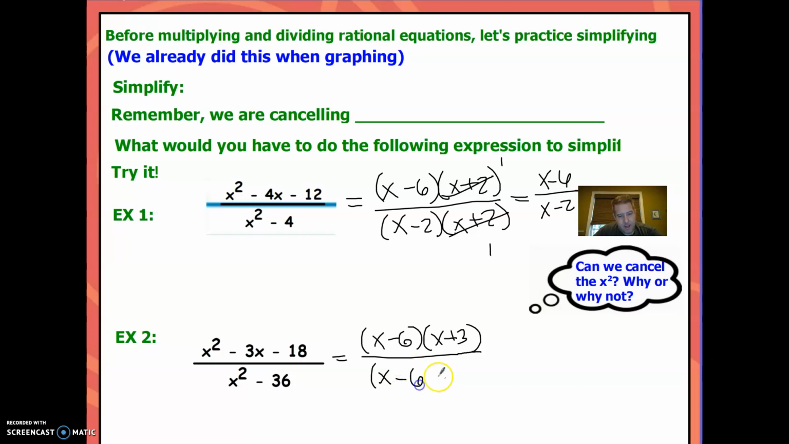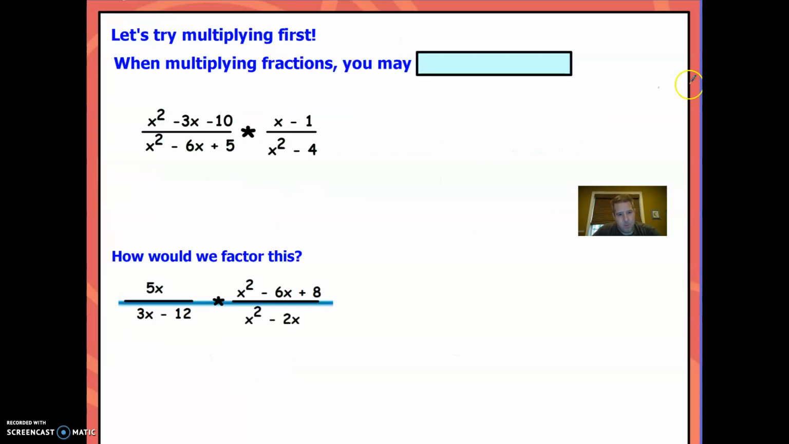Down here at the bottom, it's x minus 6 times x plus 6. The minus 6 cancels out because you have the same factor on top and bottom. Those basically just turn into 1s. Anything divided by itself is 1. And then you're left with x plus 3 over x plus 6. Okay, so multiplication questions. So a couple more.